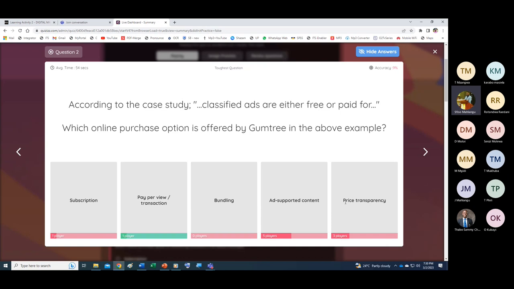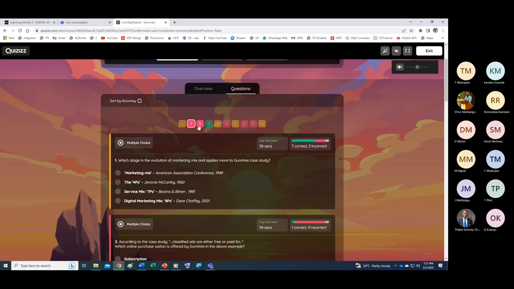I wouldn't blame you much if you indicated it's price transparency, but it's definitely not ad-supported content. Ad-supported content will be whereby people get features of paid adverts by watching the promotion or watching a YouTube ad or something like that.